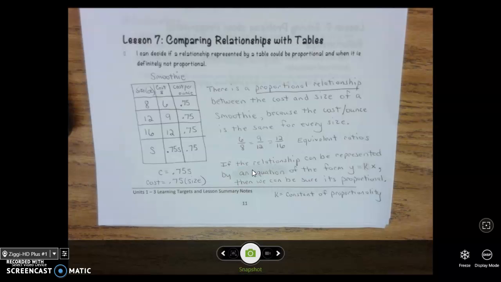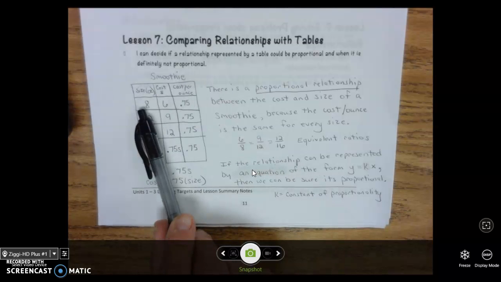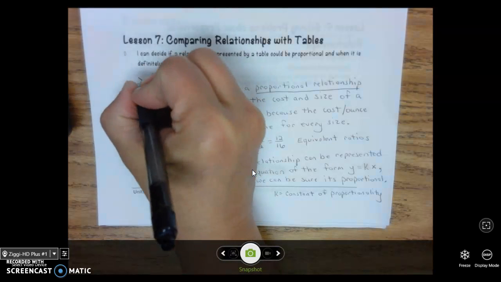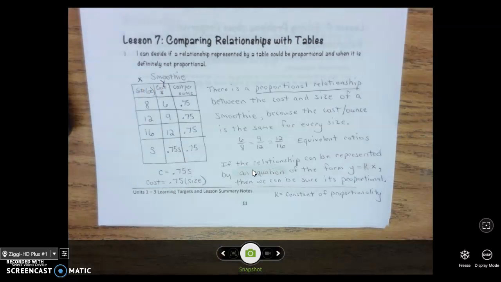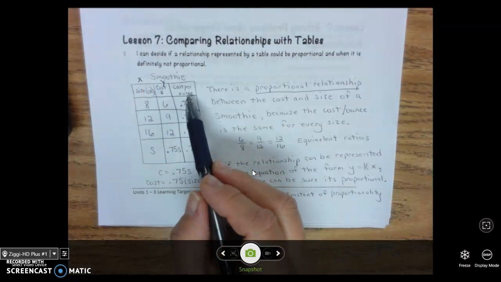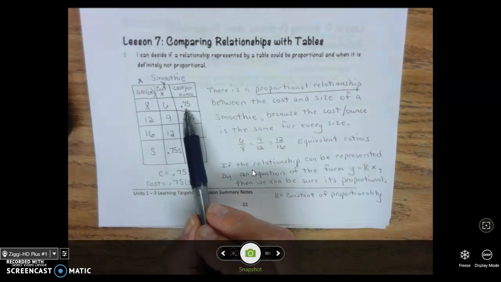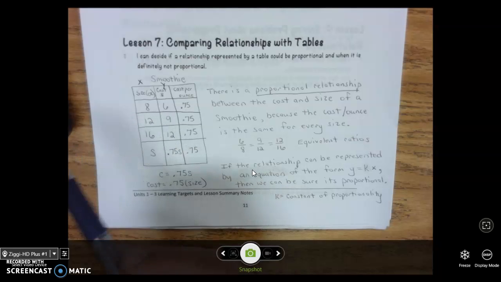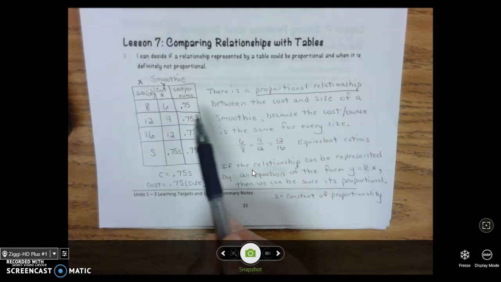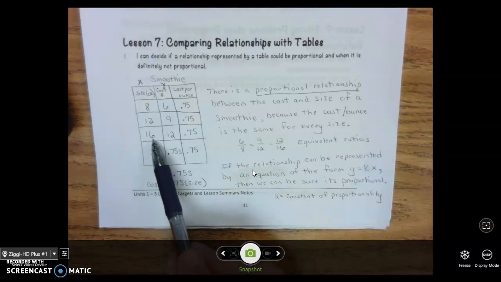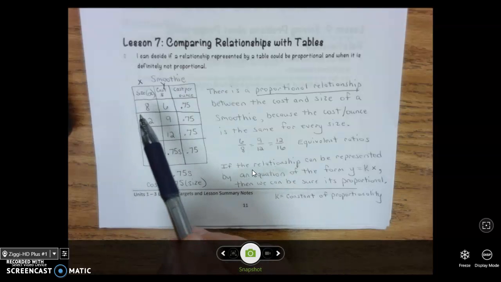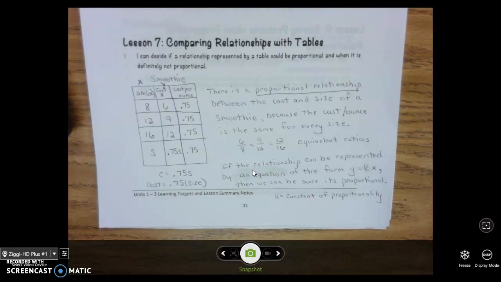Here's an example of a smoothie. This is the size. This is your cost. So this would be your x. This is your y. So my cost per ounce is my constant of proportionality, right? 0.75, 6 divided by 8. 9 divided by 12 was also 0.75. 12 divided by 16. Is this a proportional relationship between cost and size? Yes, it is, because there's equivalent ratios, okay?